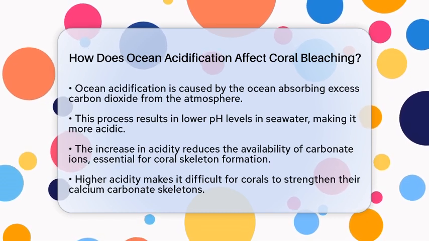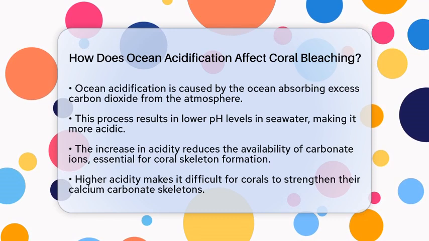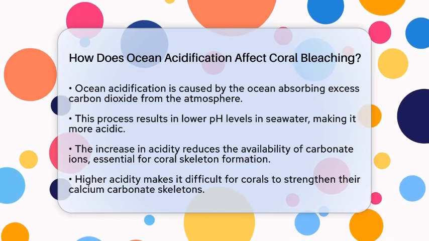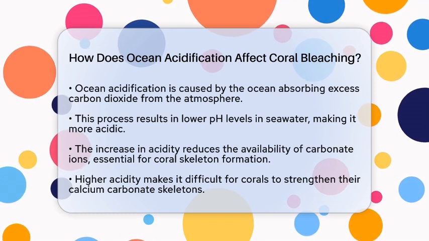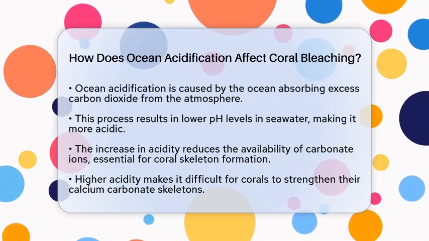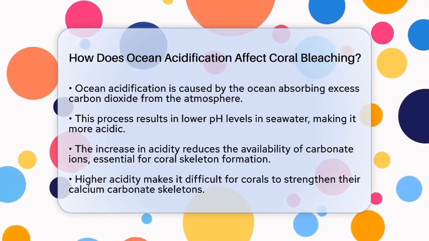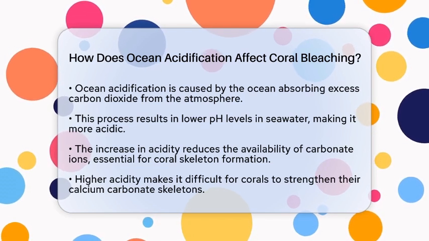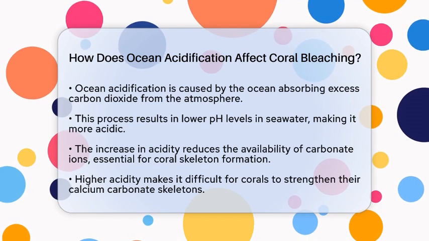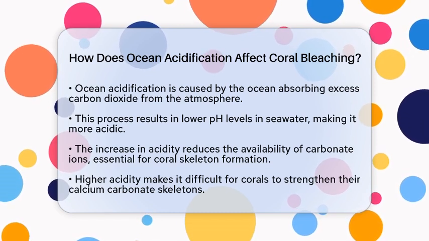Ocean acidification happens when the ocean absorbs excess carbon dioxide from the atmosphere. This process causes the seawater to become more acidic, which means it has a lower pH. This change in the ocean's chemistry reduces the availability of carbonate ions. These ions are crucial for corals to build and maintain their calcium carbonate skeletons.